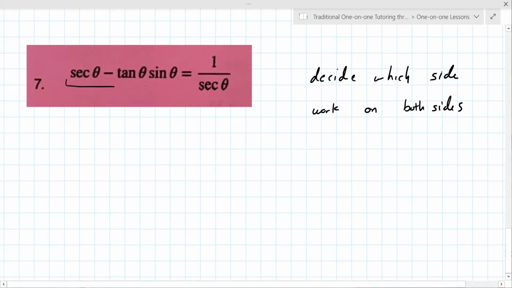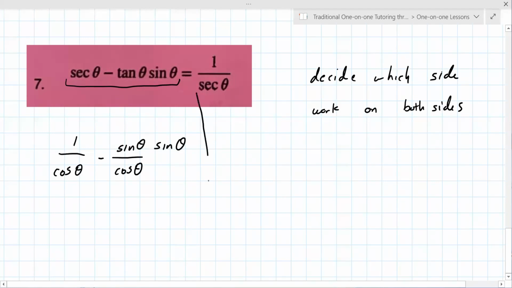So we're going to work on the left. Well, you use some of the strategies that I just talked about in the previous problems. You write everything in terms of sine and cosine. So tangent is sine theta over cosine theta, sine theta up here. And sometimes they actually want you to draw this line to show that you are not working on the right hand side.